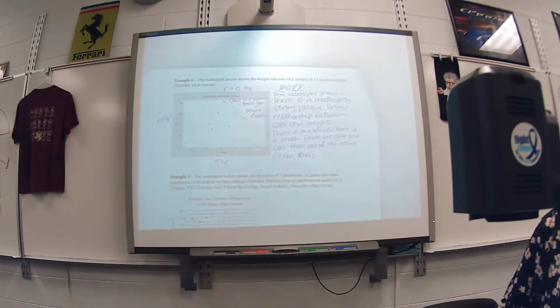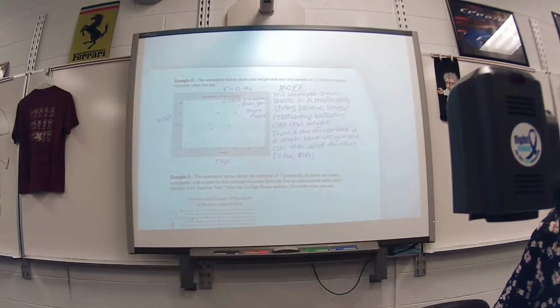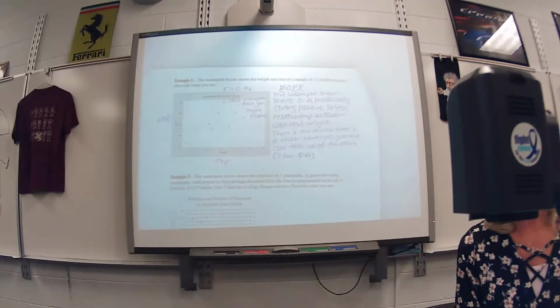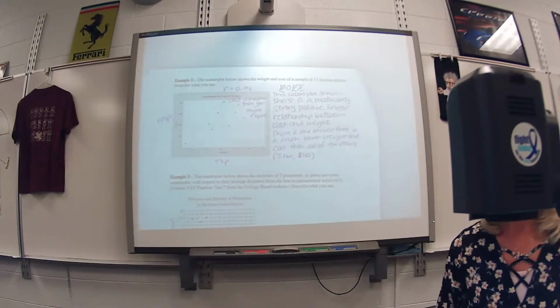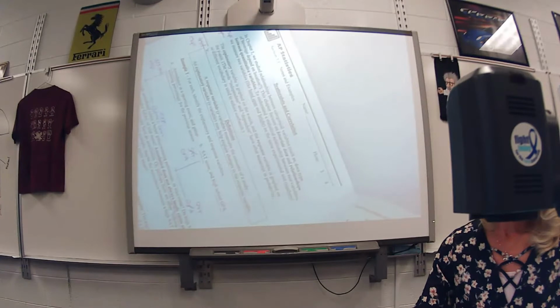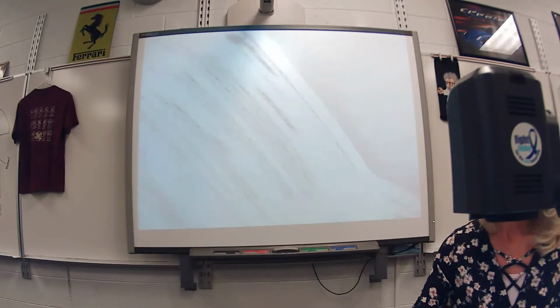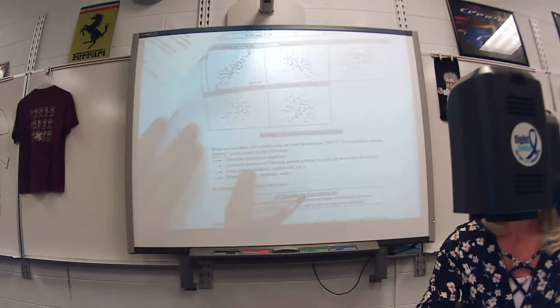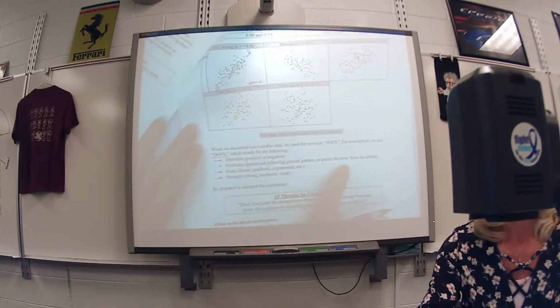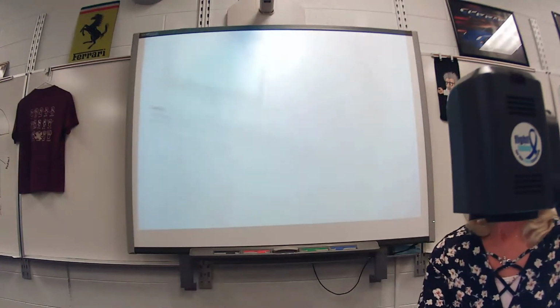If this was on the AP test or on my test, you'd probably have the list of ordered pairs, so you could actually look at it and use a number. But when you look for outliers for scatter plots, and I think I have this somewhere, yeah, it's right here. Outliers: points that do not follow the general pattern or points that are far away from the others, okay?